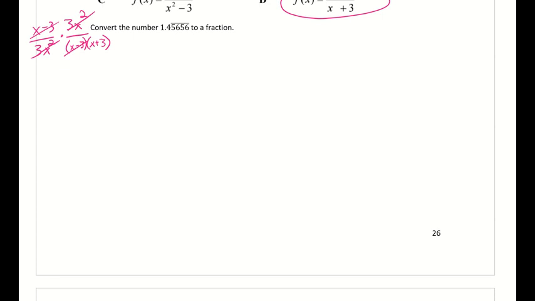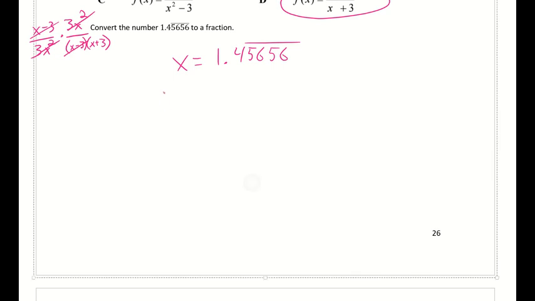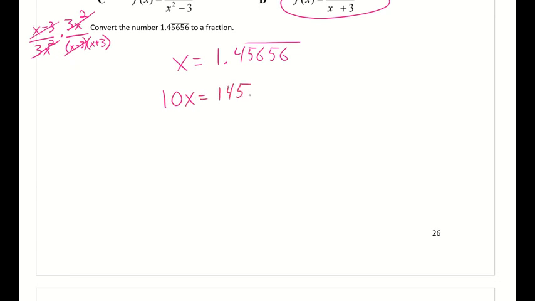All right, so with this, when we are converting this number to a fraction, our repeating decimals are going to be fractions. So what we want to do is set up an equation. So if x is equal to 1.4 and then 56 repeating, what we want to do is multiply both sides of this equation by 10 because there are two numbers that repeat. So we end up with 10x is equal to 145.6 and then 56 repeating.